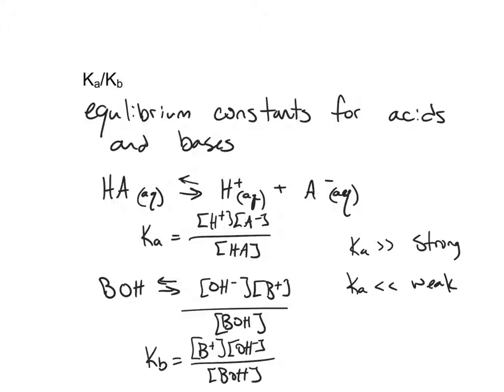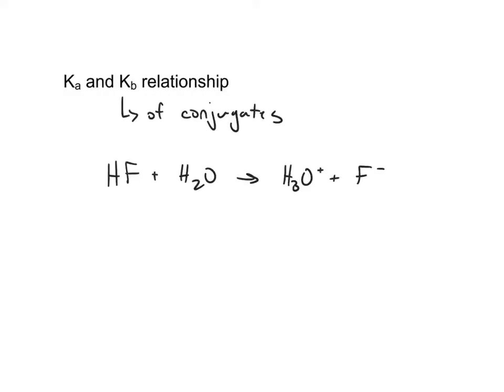Take a moment now to talk about the relationship between the Ka and Kb, and specifically the Ka and Kb of conjugates. For example, the weak acid, hydrofluoric acid, when dropped into water makes H3O plus and F minus.